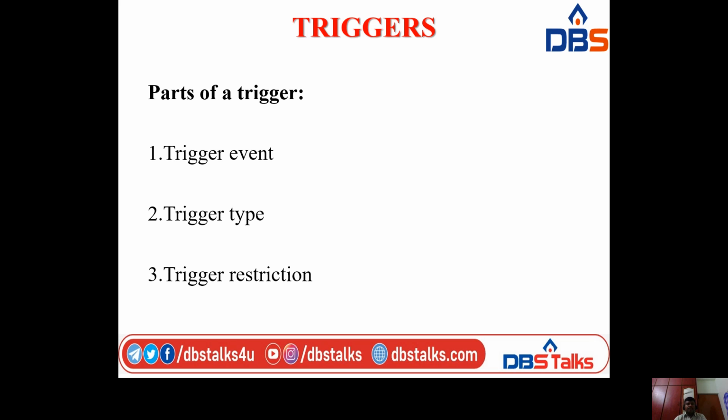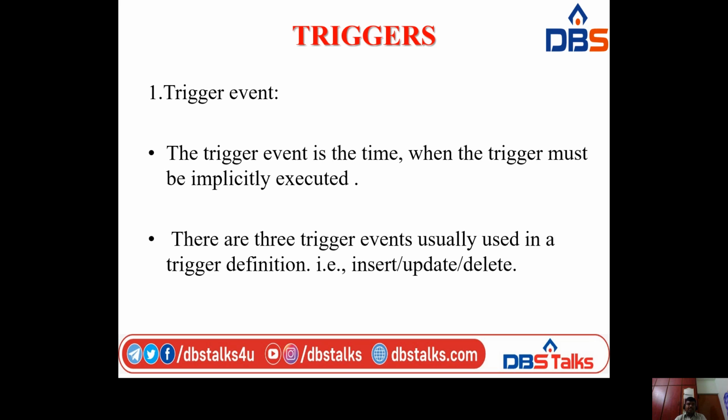Now coming to the parts of a trigger: trigger event, trigger type, and trigger restriction. We are performing some set of restrictions also. Now coming to the trigger event first. The trigger event is the time when the trigger must be implicitly executed. At what time is the trigger activated and executed? There are three trigger events usually used in a trigger definition: insert, update, or delete.